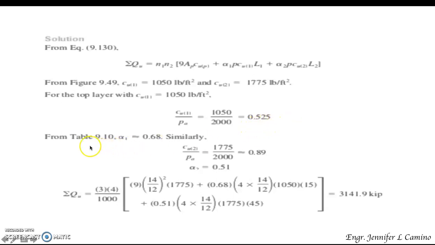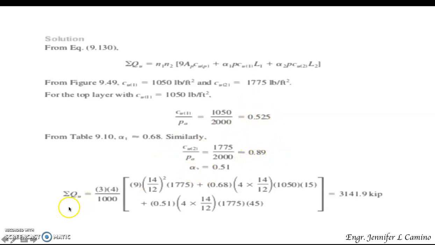Similarly, from table 9.10, our alpha prime is equal to 0.68. Therefore, our ratio between C sub U of the second layer over the atmospheric pressure is 0.89. So we get the value for alpha. Alpha 2 now is equal to 0.51 using this. To get your alpha 1 using this value, to get your alpha 2 using this value.